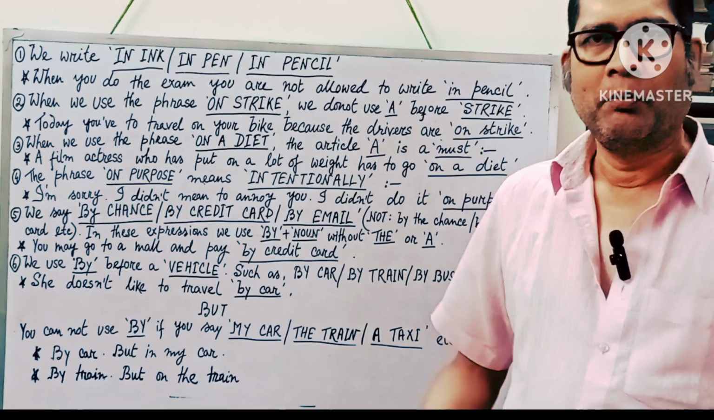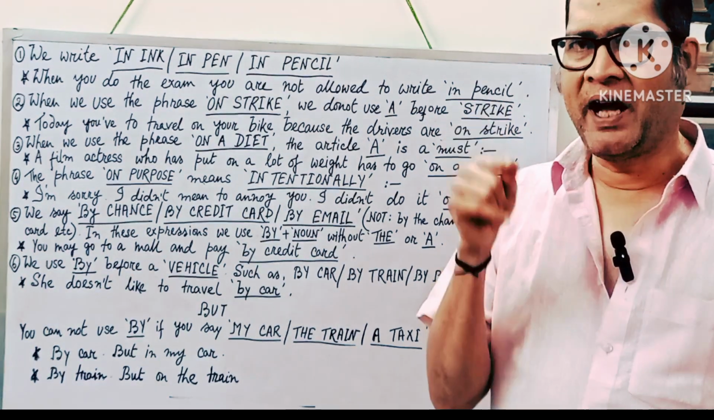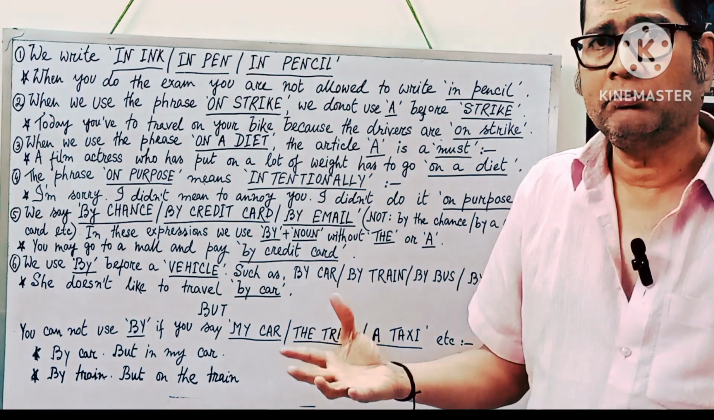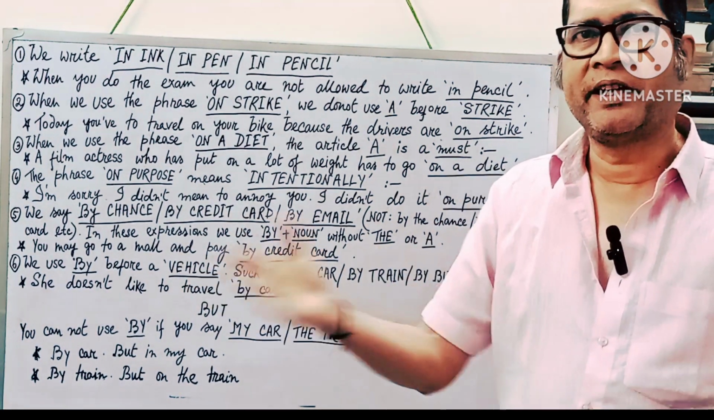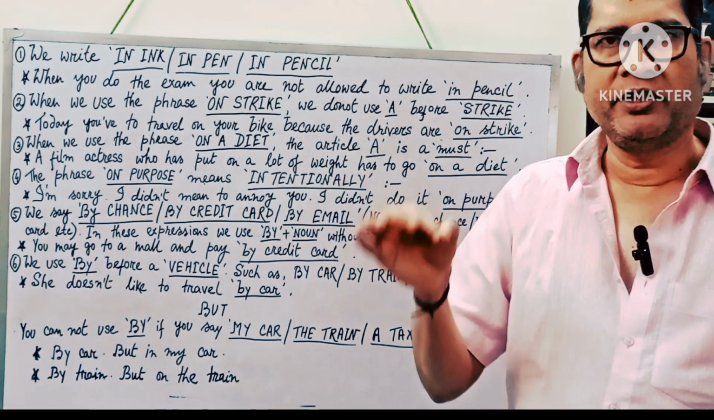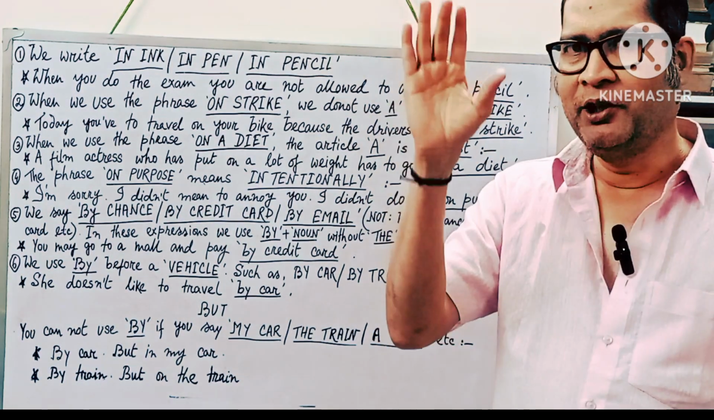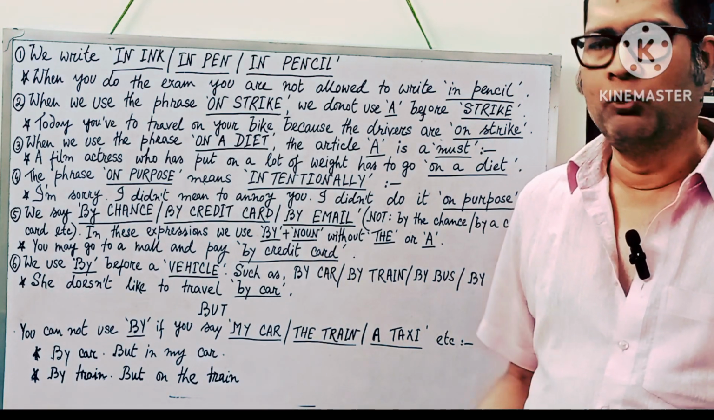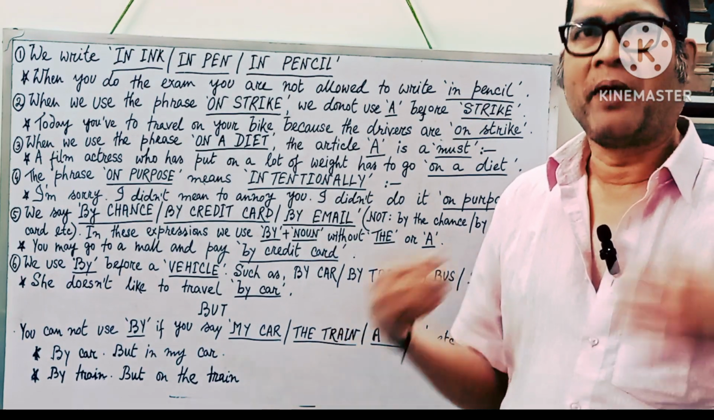When you are saying my car, there you see, by my car you cannot say, because the formula says, what is the formula? By plus vehicle. So by car. But here you are introducing the word my. As you are introducing the word my, by will not be used. There you have to use in. We will travel in my car.